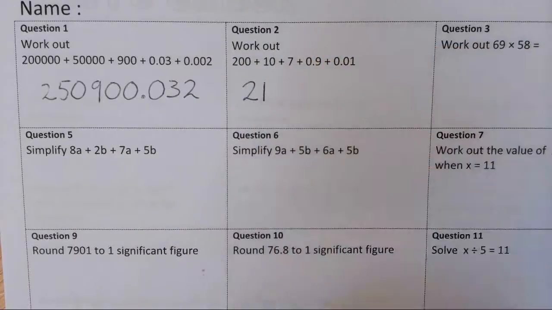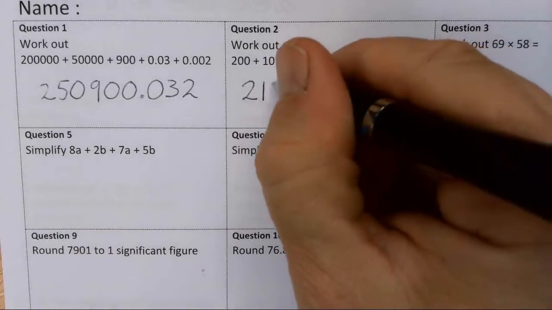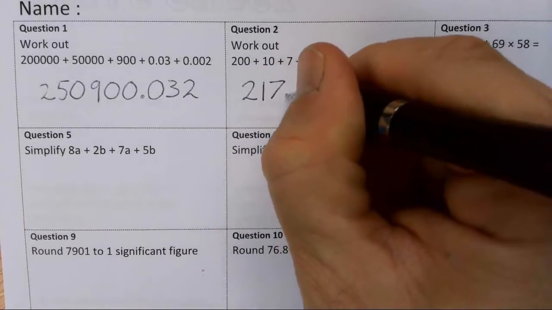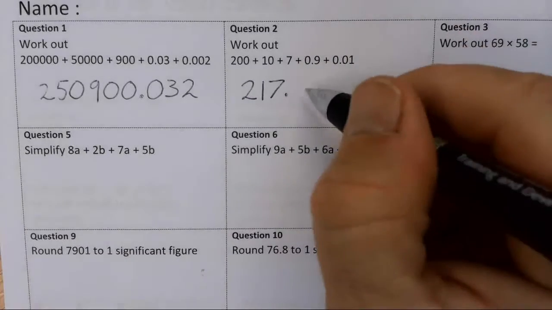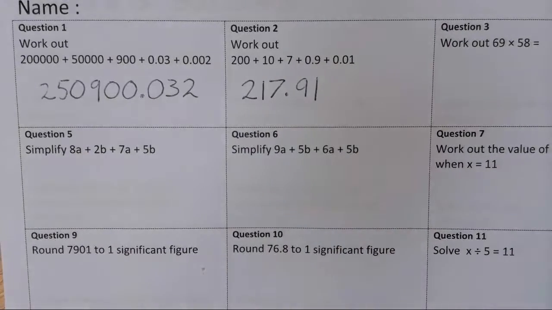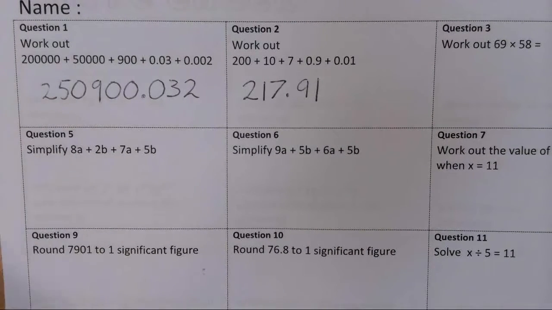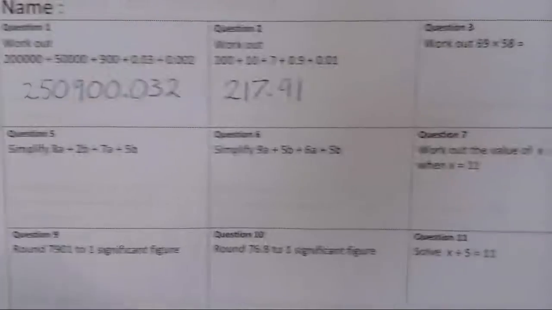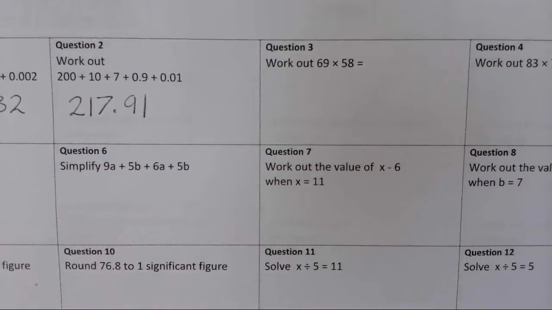There's a 10, so that's a 1 in the tens column. There's a 7, so that's the 7 in the units column. There's 9 tenths and 1 hundredth. So there's no real surprise there. That one has no zeros that you need to enter, because every different column is going to have a correct digit there.